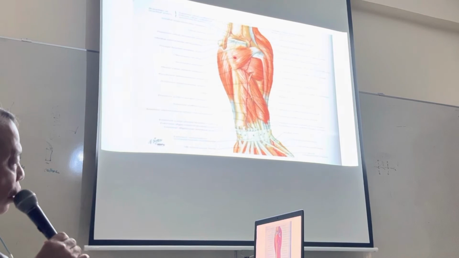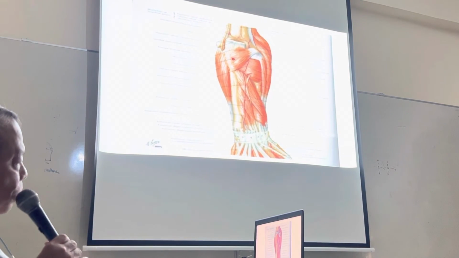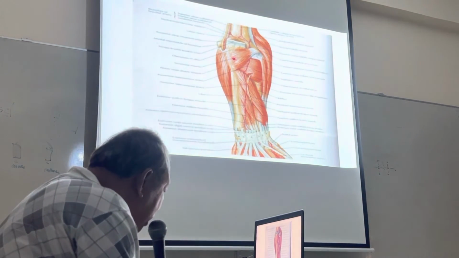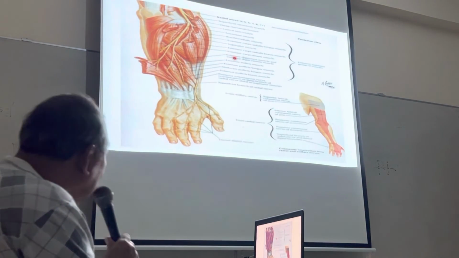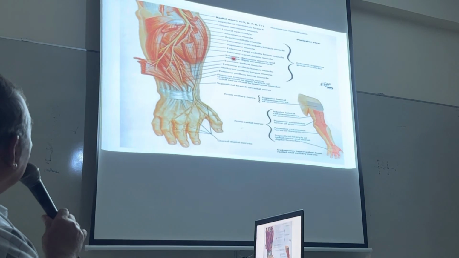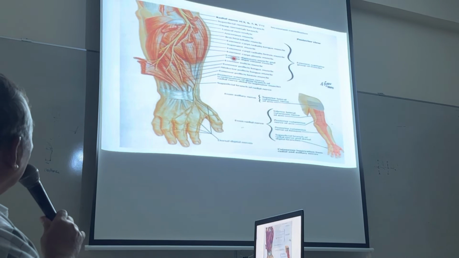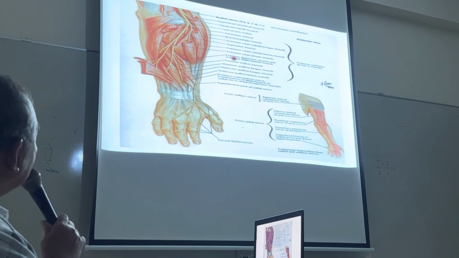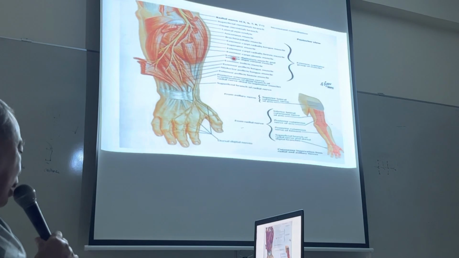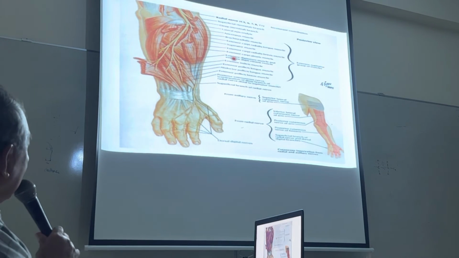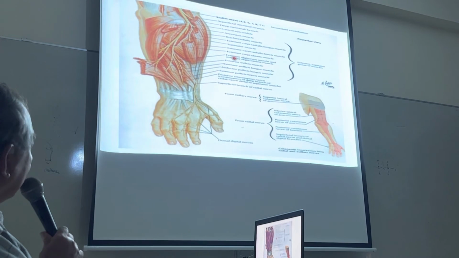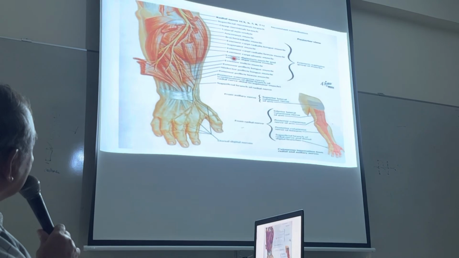So at the region of the lateral epicondyle, the radial nerve will now divide into two. Ayan. So this is now where the radial nerve will divide into two. What are the two terminal branches? The deep branch and the superficial branch. Okay? The deep branch and the superficial branch.